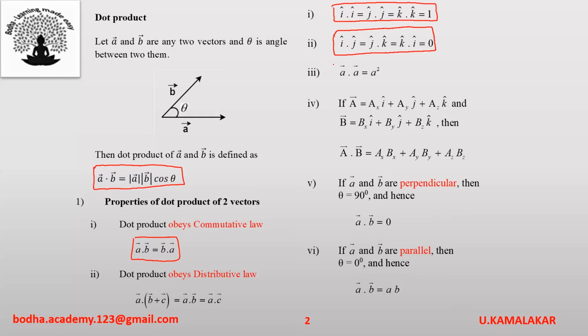Next one, a bar dot a bar is equal to a square. Next point, if a bar is equal to ax i cap plus ay j cap plus az k cap and b bar is equal to bx i cap plus by j cap plus bz k cap, then a bar dot b bar is equal to ax bx plus ay by plus az bz. If a bar and b bar are perpendicular, then their dot product is 0. If a bar and b bar are parallel, then a bar dot b bar is equal to mod a bar into mod b bar.